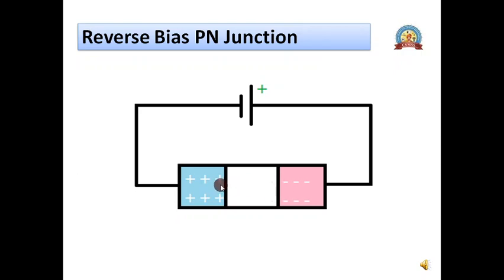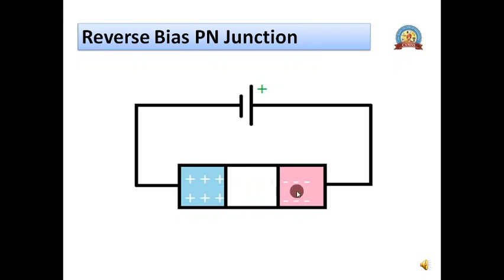This is called the breakdown point for reverse bias, and the voltage required for breaking down the depletion layer is called the breakdown voltage. At this point, suddenly the positive charge and the negative charge are free to move from one place to another, and there will be an exponential increase in the current flow in the PN junction.